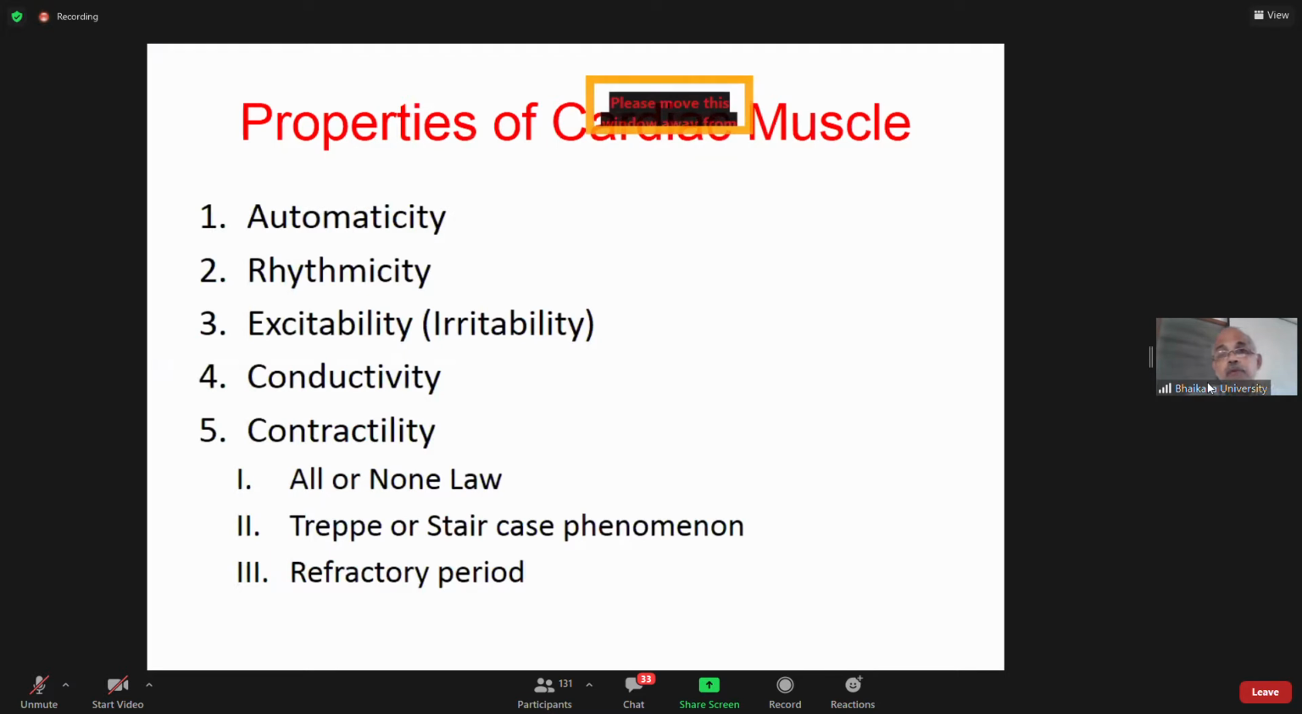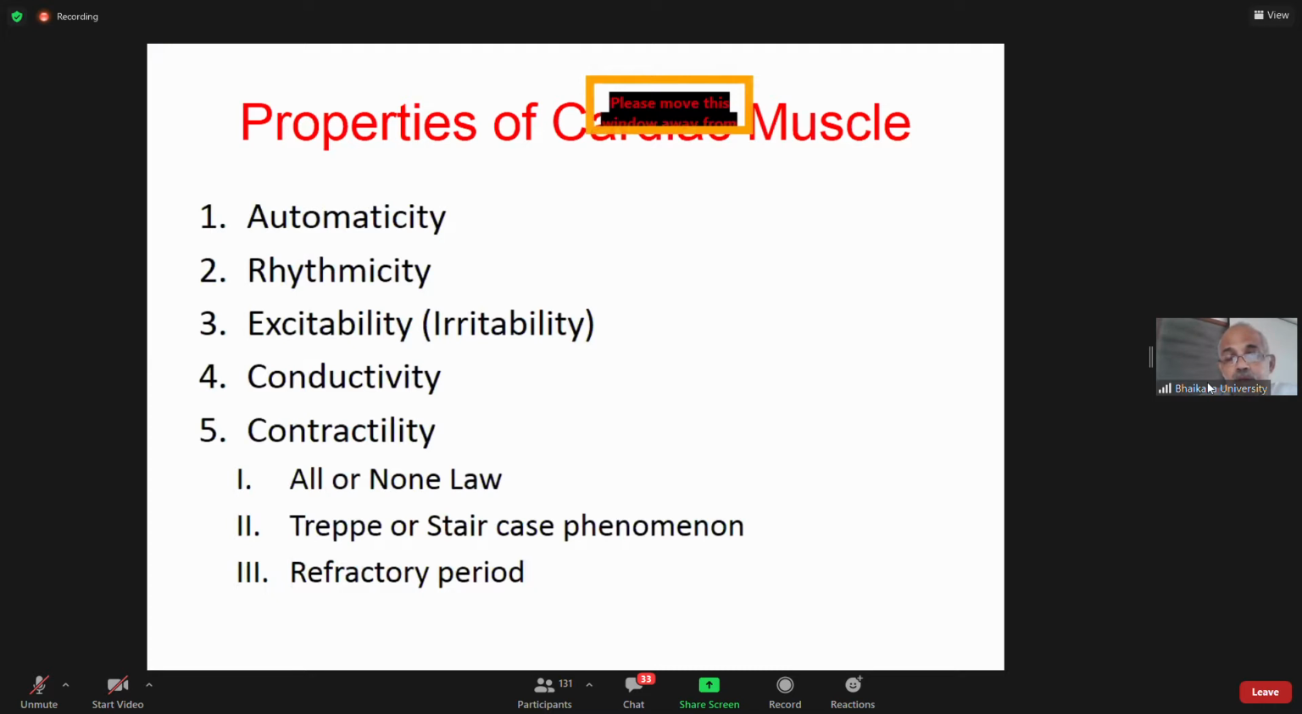The properties of cardiac muscle, 5 properties you have to remember. The properties: automaticity, it generates impulses on its own, and rhythmicity. These two properties belong to the SA node, AV node, and Purkinje fibers. They have this property of automaticity and rhythmicity. They generate the impulses, which are conducted across the muscle fibers.